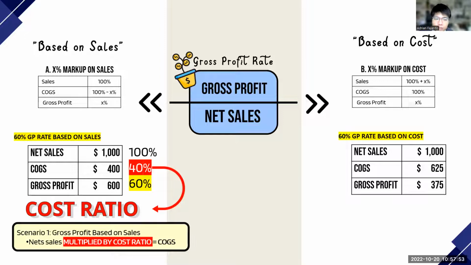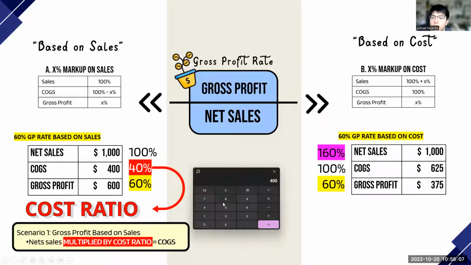Now, context clues. Based on cost. So, ang 100% natin, hindi si net sales. Ang 100% natin is a cost of goods sold. Right? 625. Let's prove this. The gross profit based on COGS is 60%. If our 100% is 625, if you multiply 0.6, we will arrive at 375 gross profit. So again, we made sense of the 60% gross profit rate based on cost.